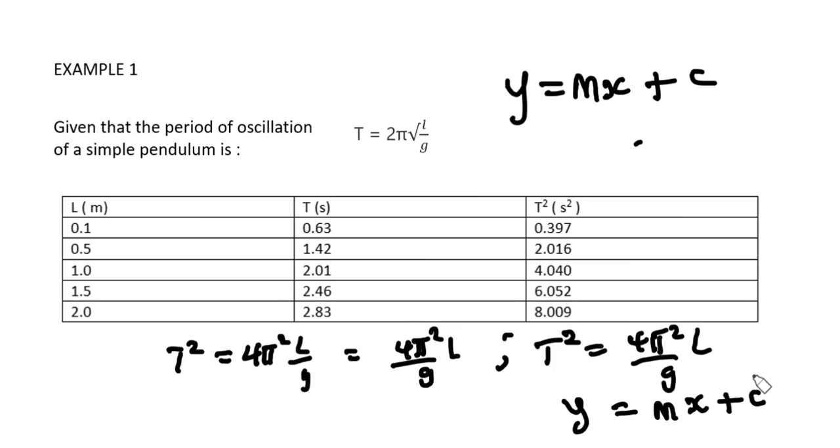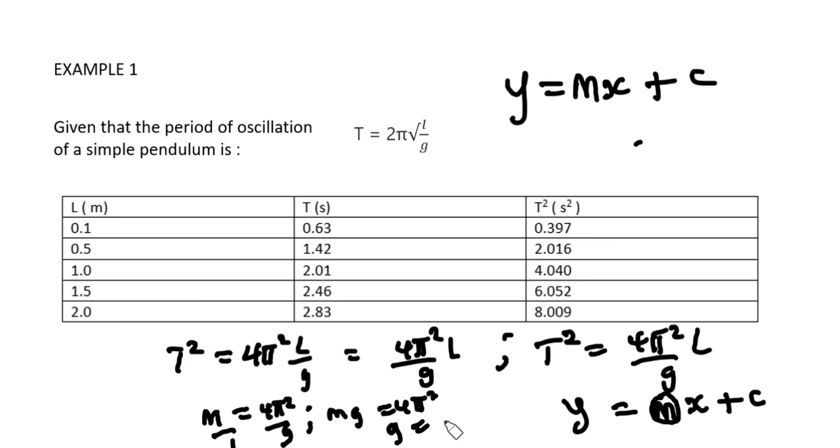In this case, the intercept is 0. So of course, you now see that T and L are the variables. Once we plot T square on the vertical axis and L on the horizontal, we can always get the slope, which will enable us find g. So the slope is m equals 4 pi square upon g. If we cross multiply, we have mg equals 4 pi square. So if you have got the slope, you can always make g the subject of the formula.